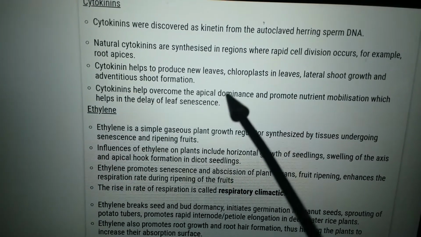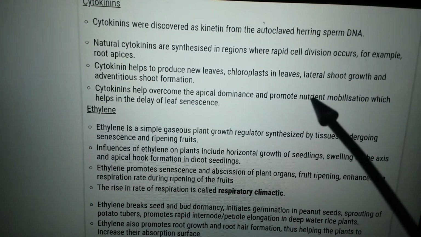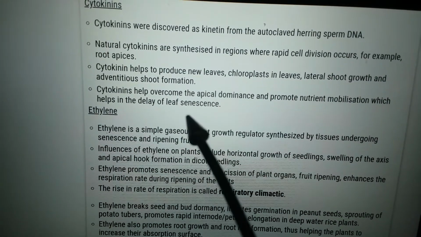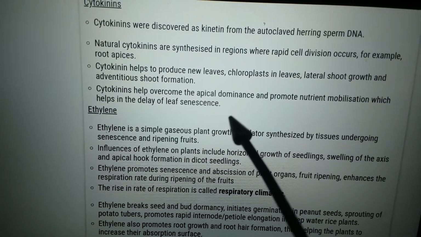Cytokinins also overcome apical dominance and prevent nutrient mobilization, which helps in the delay of leaf senescence.